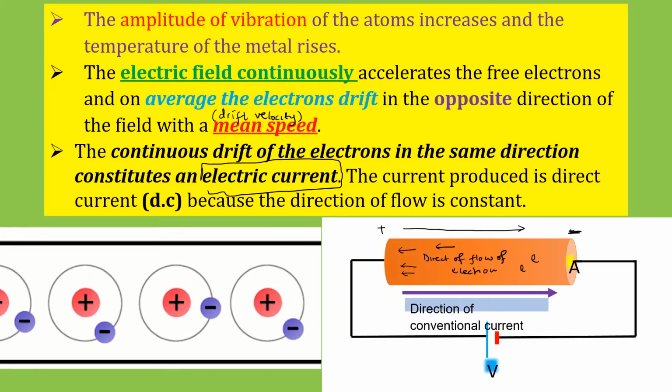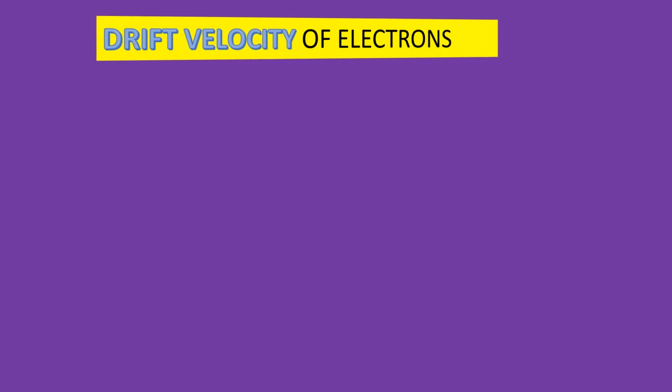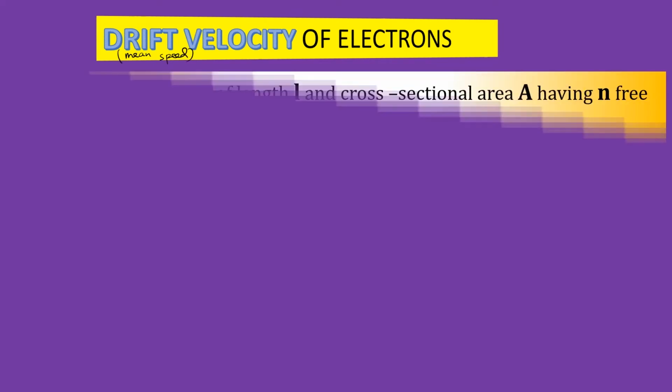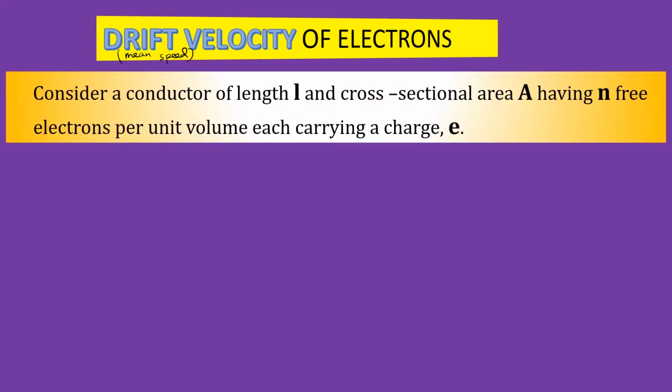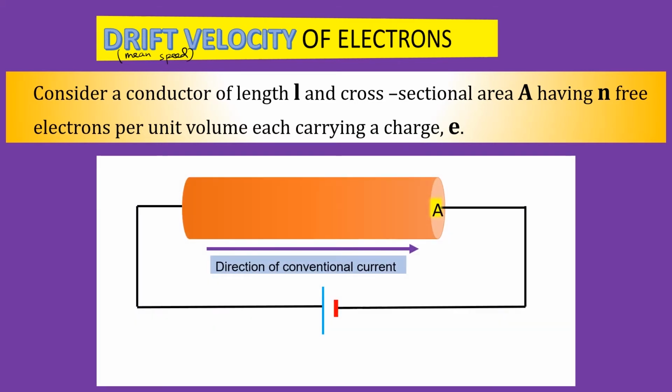flow is constant. Let us talk about the drift velocity of these electrons, what we call the mean speed of these electrons. We are going to consider a conductor in the form of a cylinder of length L and cross-sectional area A, having N number of electrons per unit volume. This is very important. N stands for number of electrons per unit volume. Remember, our unit volume is 1 cubic meter, each carrying a charge.